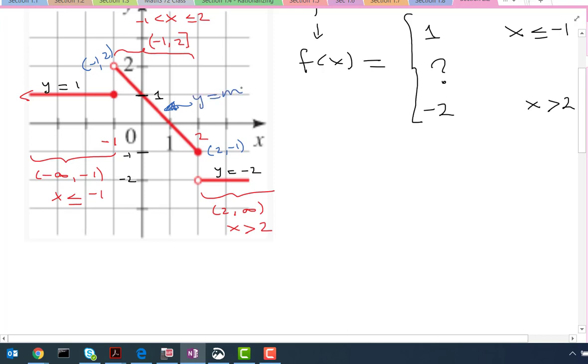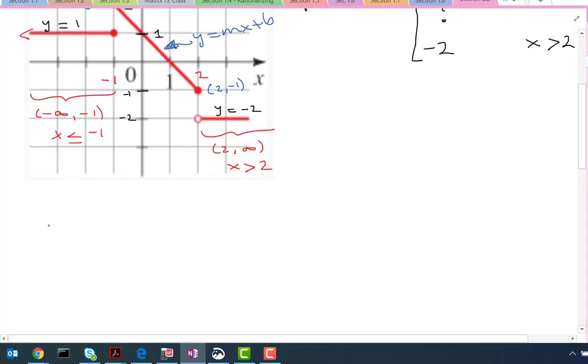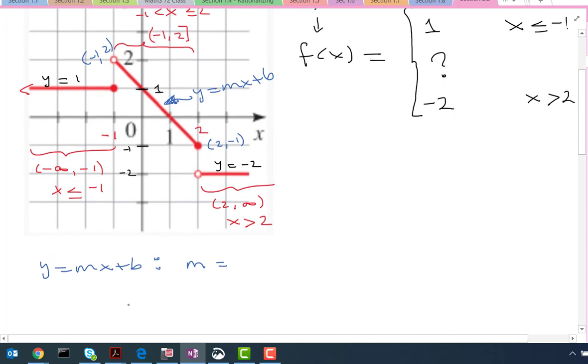So this is y equals mx plus b. So let's find the slope. We need the slope and a point to find the equation of a line. So the slope is the change in y over the change in x, or y2 minus y1 over x2 minus x1. So for our points, I'm going to start with the bottom point here. So -1 minus 2, over the change in x. Since I start with -1, I have to start with 2.